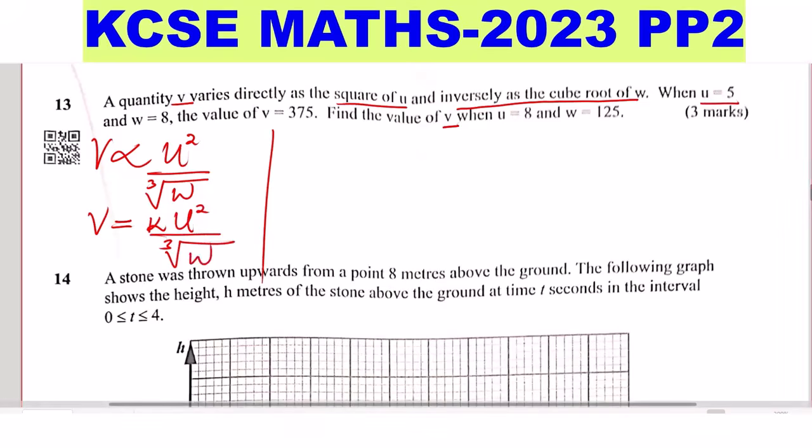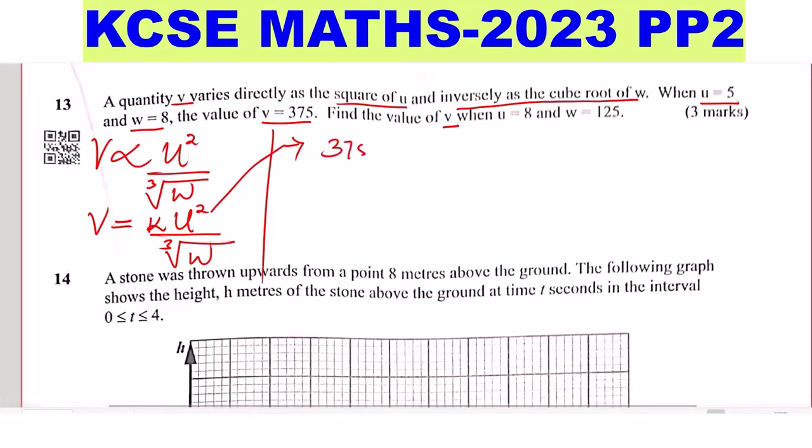When u is equal to 5 and w is equal to 8, the value of v is equal to 375. So let us substitute this. v is equal to 375.